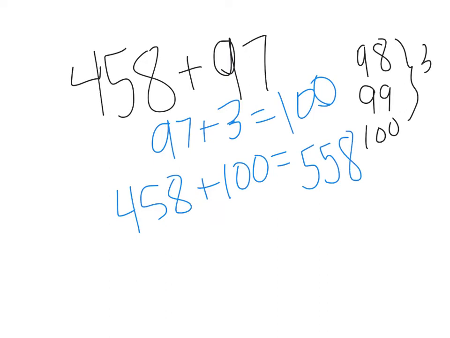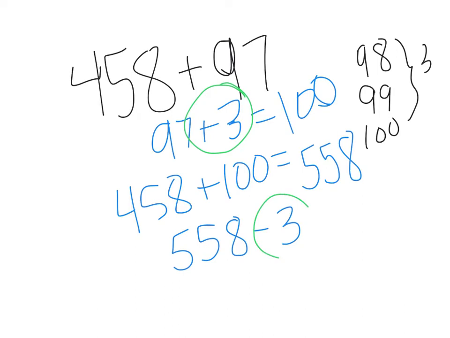Okay. But what we did, Miss Sexton, is we used 3 of the numbers from 458 to make the next 100. So, since we have 3 extra numbers in our problem, we have to take 3 away from our answer. Oh, so since I added 3, I have to get rid of that because that was an extra 3? This is called the compensation strategy. So we compensate for what we borrowed by taking it back. Okay, so since we added 3, we have to take 3 away.